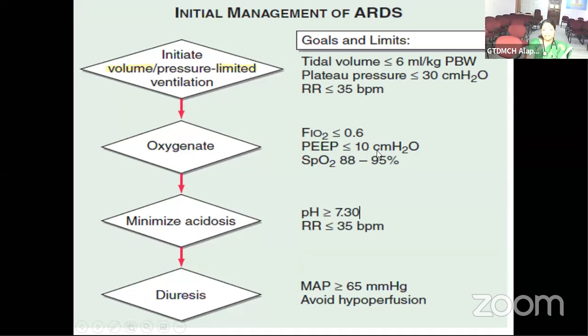SpO2, in all other settings we will see that the SpO2 is above 95%, but in ARDS you can keep the SpO2 between 88 to 95%. That is sufficient. Then minimize acidosis. During mechanical ventilation, we will frequently check the ABG, arterial blood gas. So you should minimize the acidosis. The pH should be 7.3 or more, and respiratory rate less than 35. Then keep the fluid management. You can give diuresis, avoid hypoperfusion. So oxygenation, minimize acidosis, and diuresis.